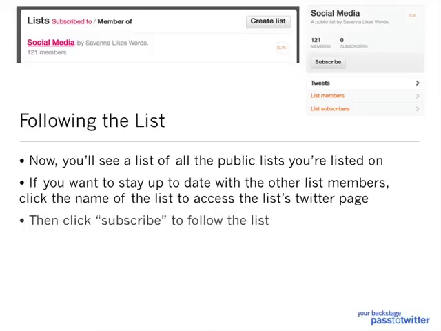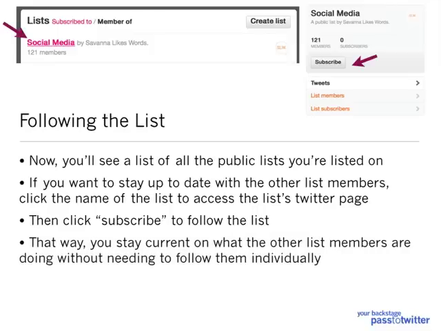So in this example, I clicked on social media list, and then I came up with this little window here. And what you'll do is you'll just click the subscribe button underneath the list name, and you'll be subscribed to that list. So you can stay current on what the other list members are doing without needing to follow each of them as individuals. You can also see who all the other list members are and who else has subscribed to this list. It's right underneath the subscribe button.